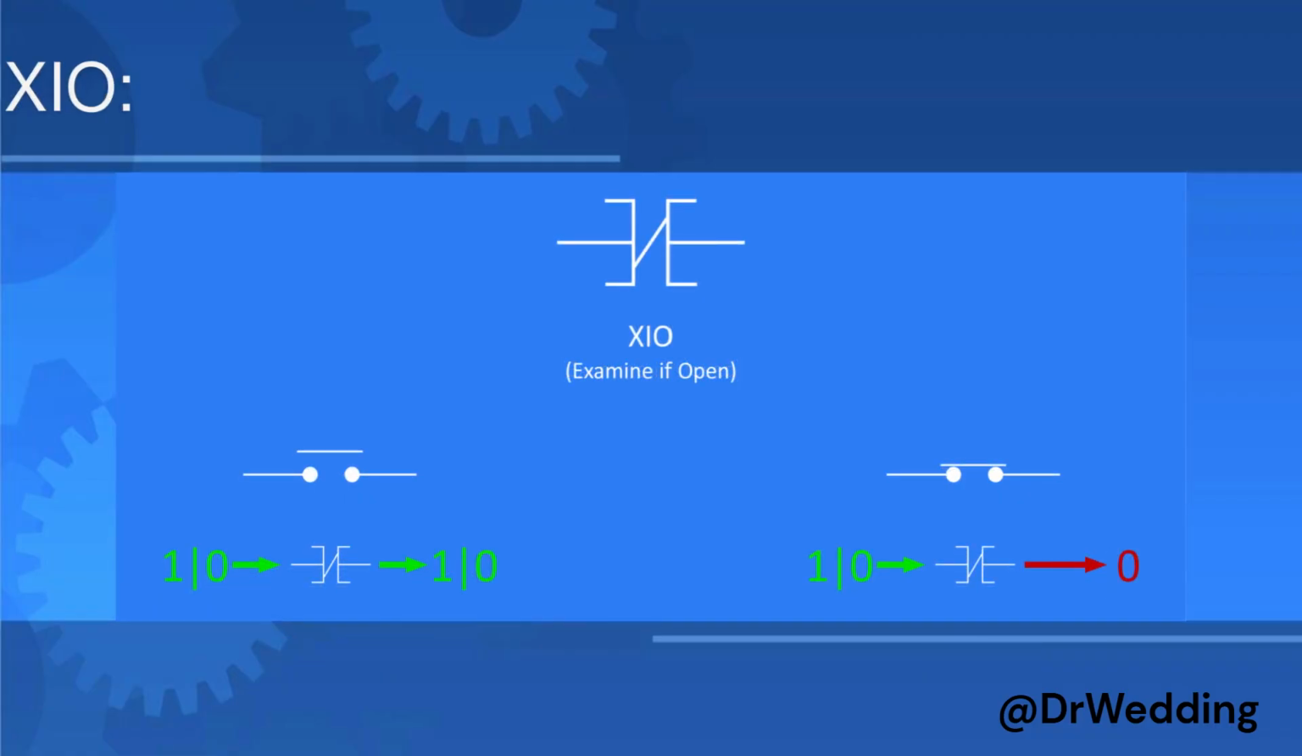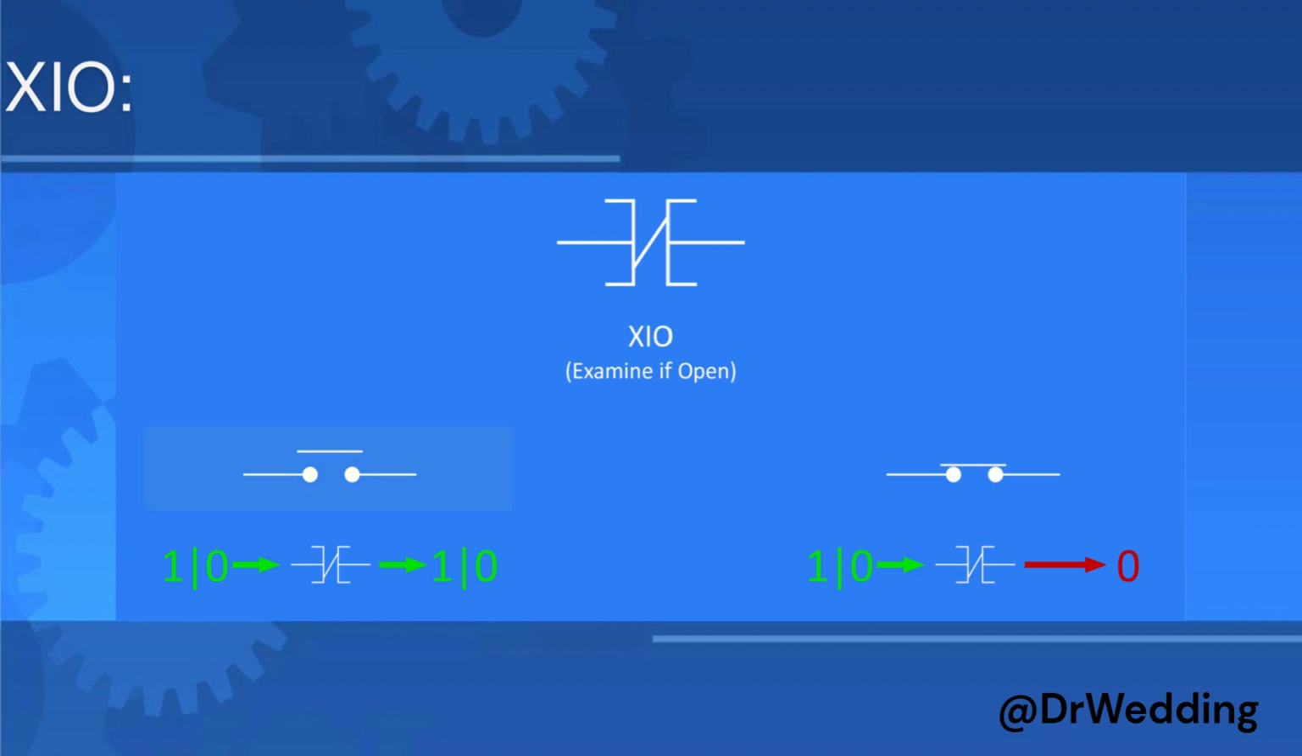The next command to learn is the XIO command, where XIO stands for examine if open. The XIO is also an input command, and just like the XIC, the XIO command will monitor a field device and make decisions based on what it observes. The XIO is easy to understand because it works just like an XIC, except the actions are reversed.